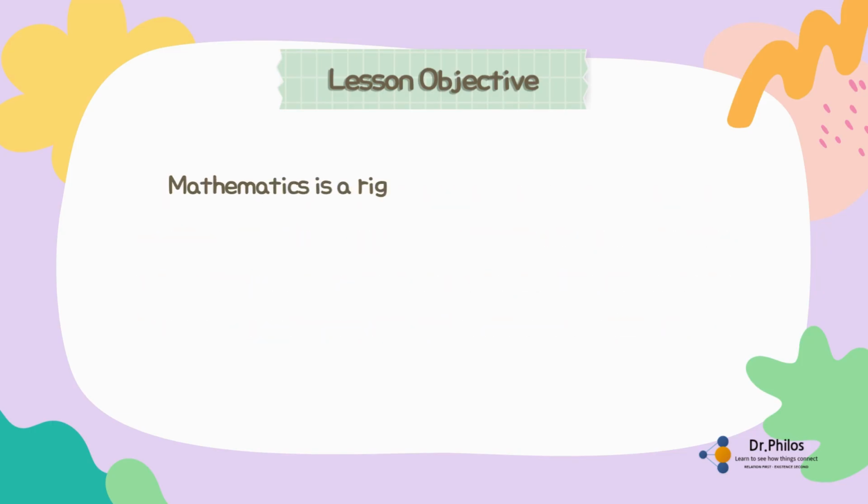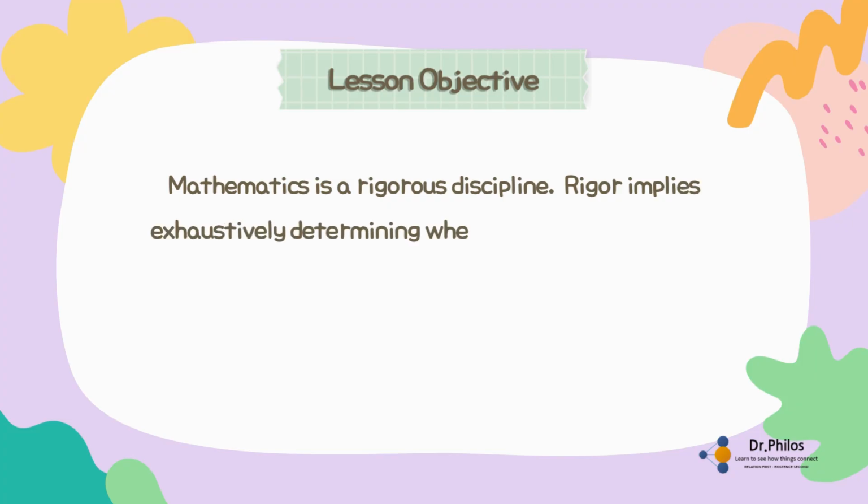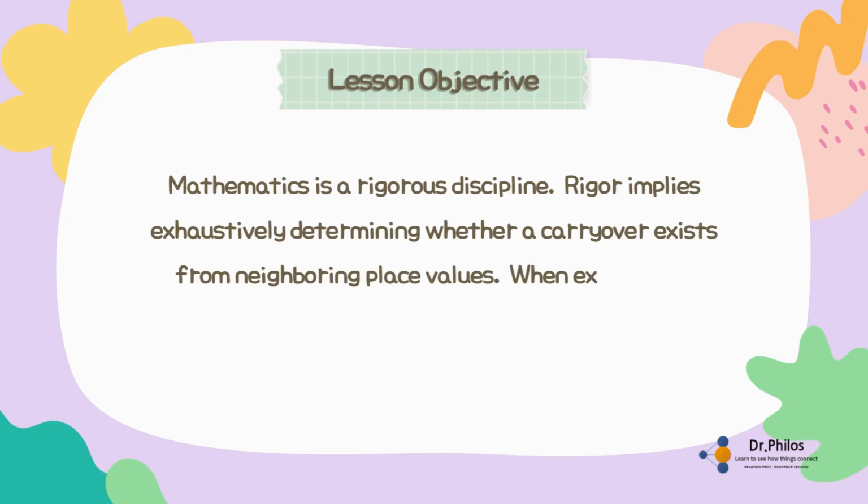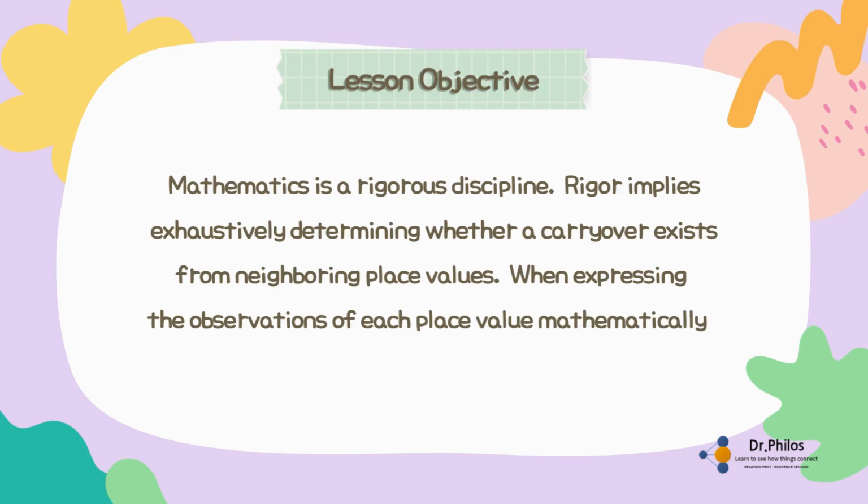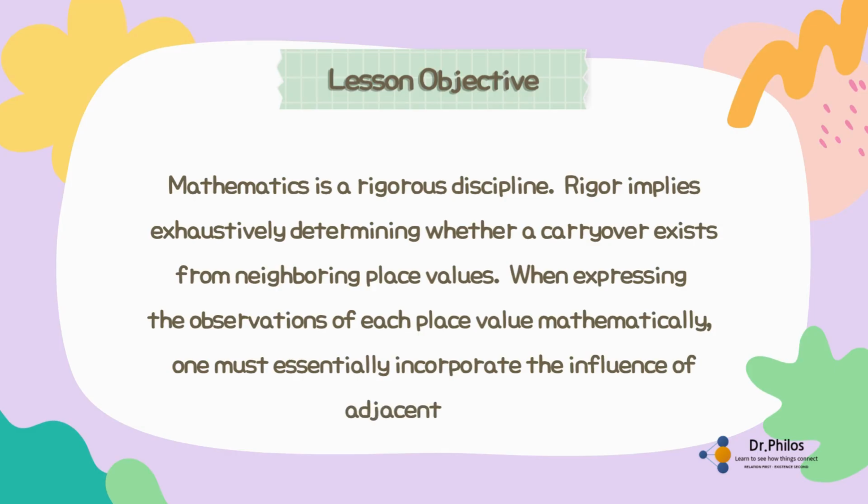Mathematics is a rigorous discipline. Rigor implies exhaustively determining whether a carryover exists from neighboring place values. When expressing the observations of each place value mathematically, one must essentially incorporate the influence of adjacent places.